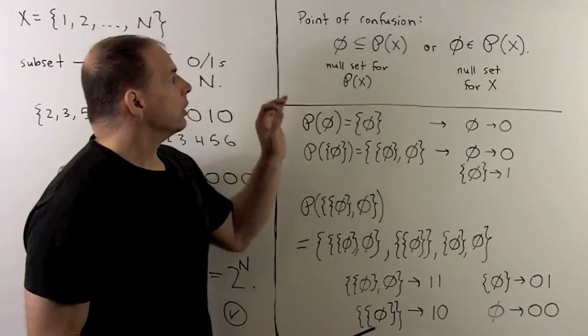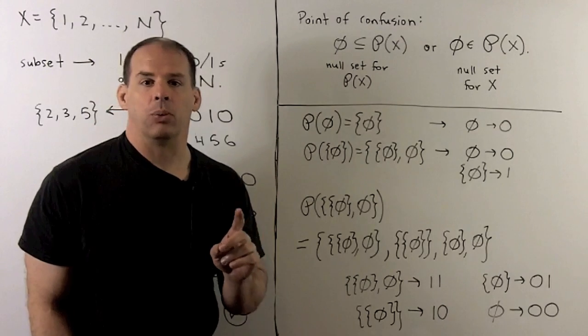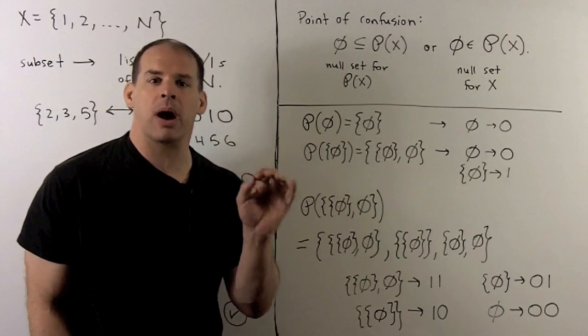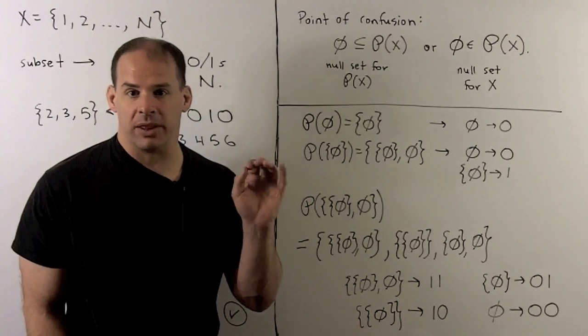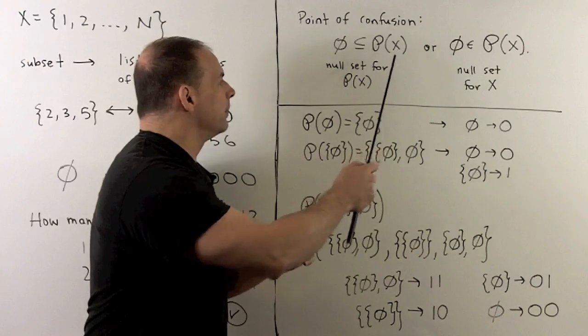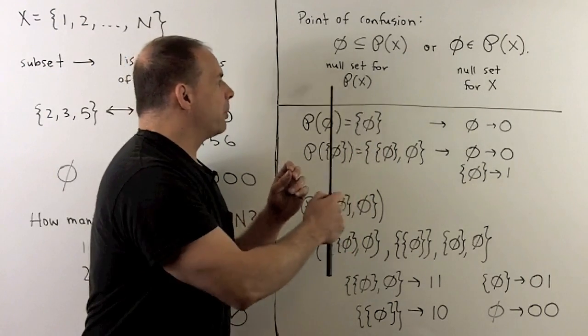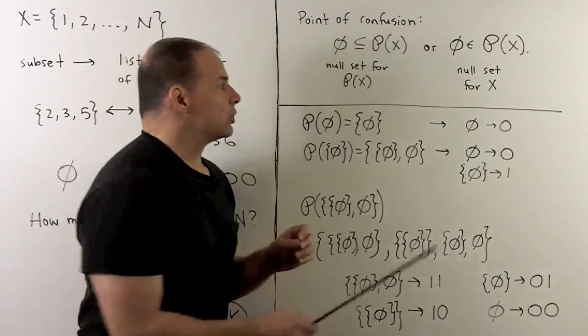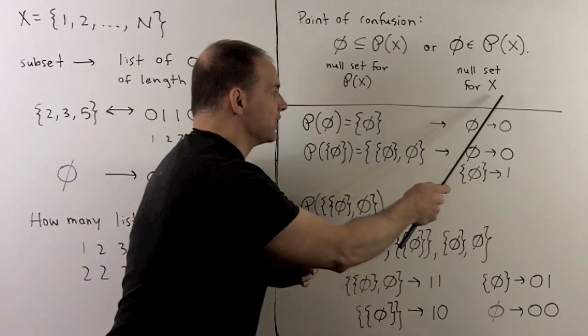Now, something to be careful with: when we're working with power sets, I could talk about the null set as being a subset of the power set or as an element of the power set. So note, when we're talking about it as a subset, that's the null set for the power set of X. As an element, we're talking about the null set for X itself.